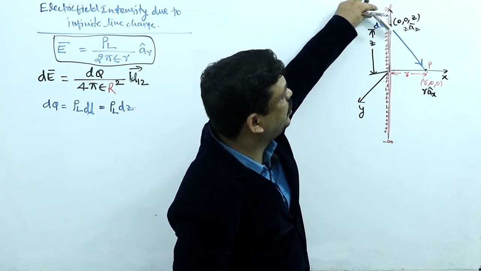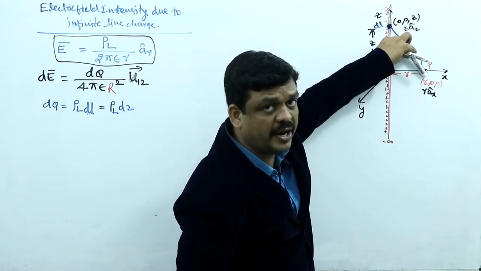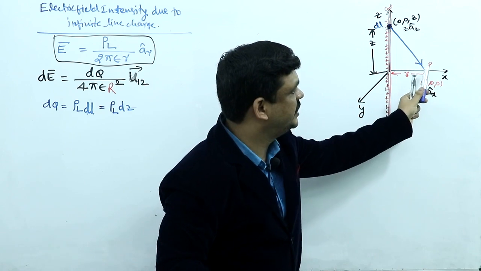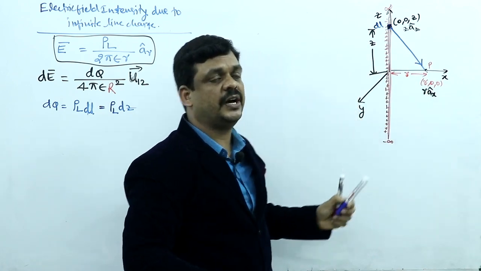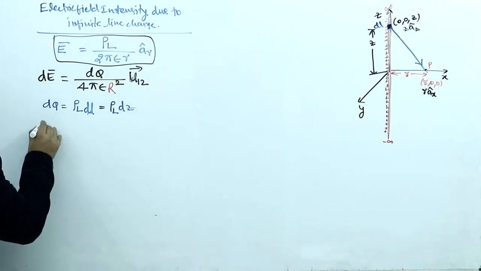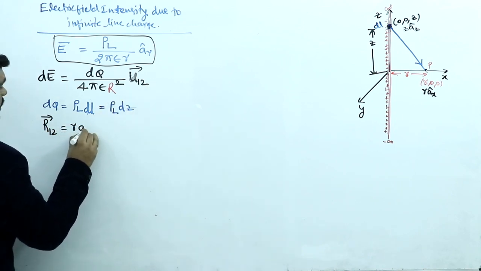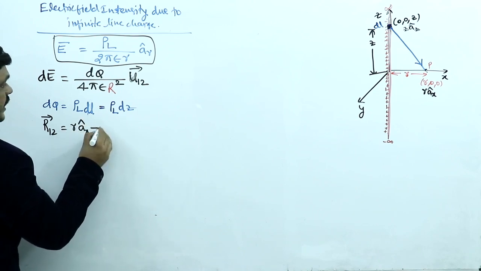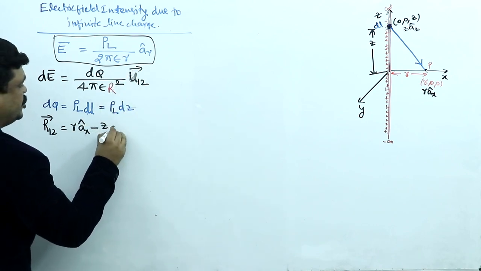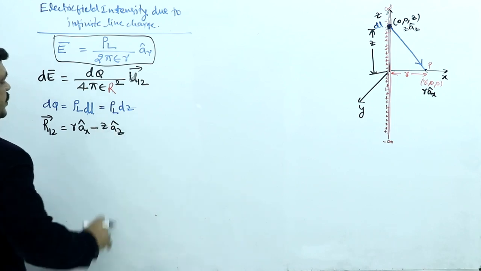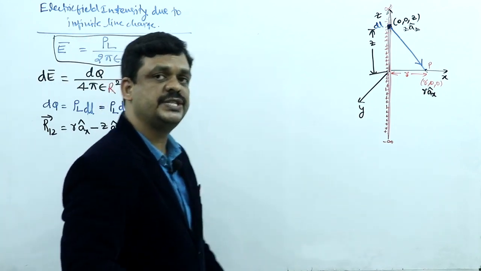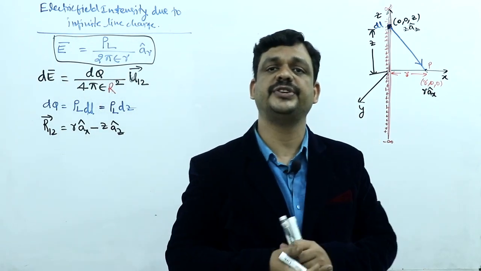Now we have to find the distance vector between these points. Immediately it gives this vector minus this vector. So the distance vector r12 is equal to one vector, r ax, minus another vector, z az. So this gives the distance vector. This vector is also finished.